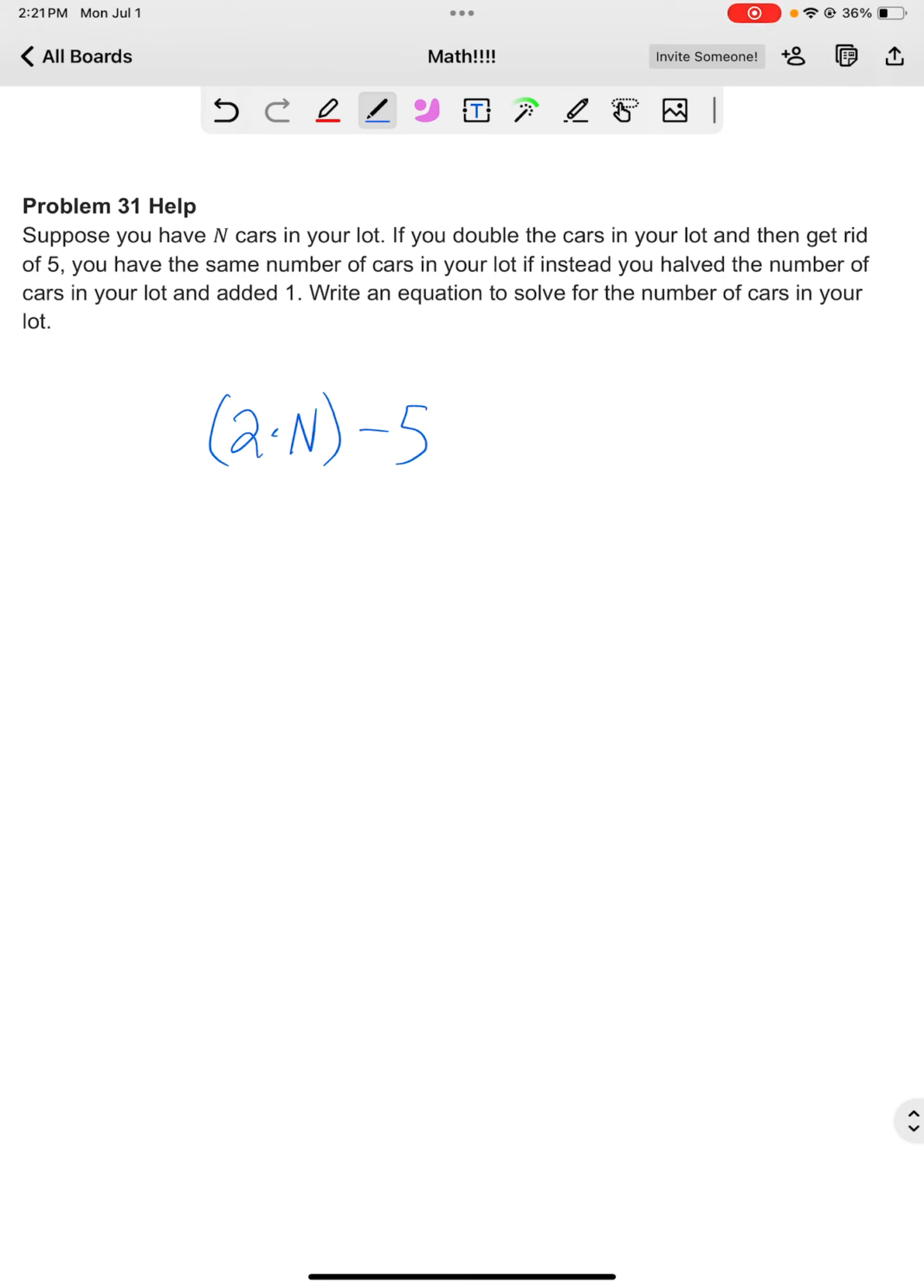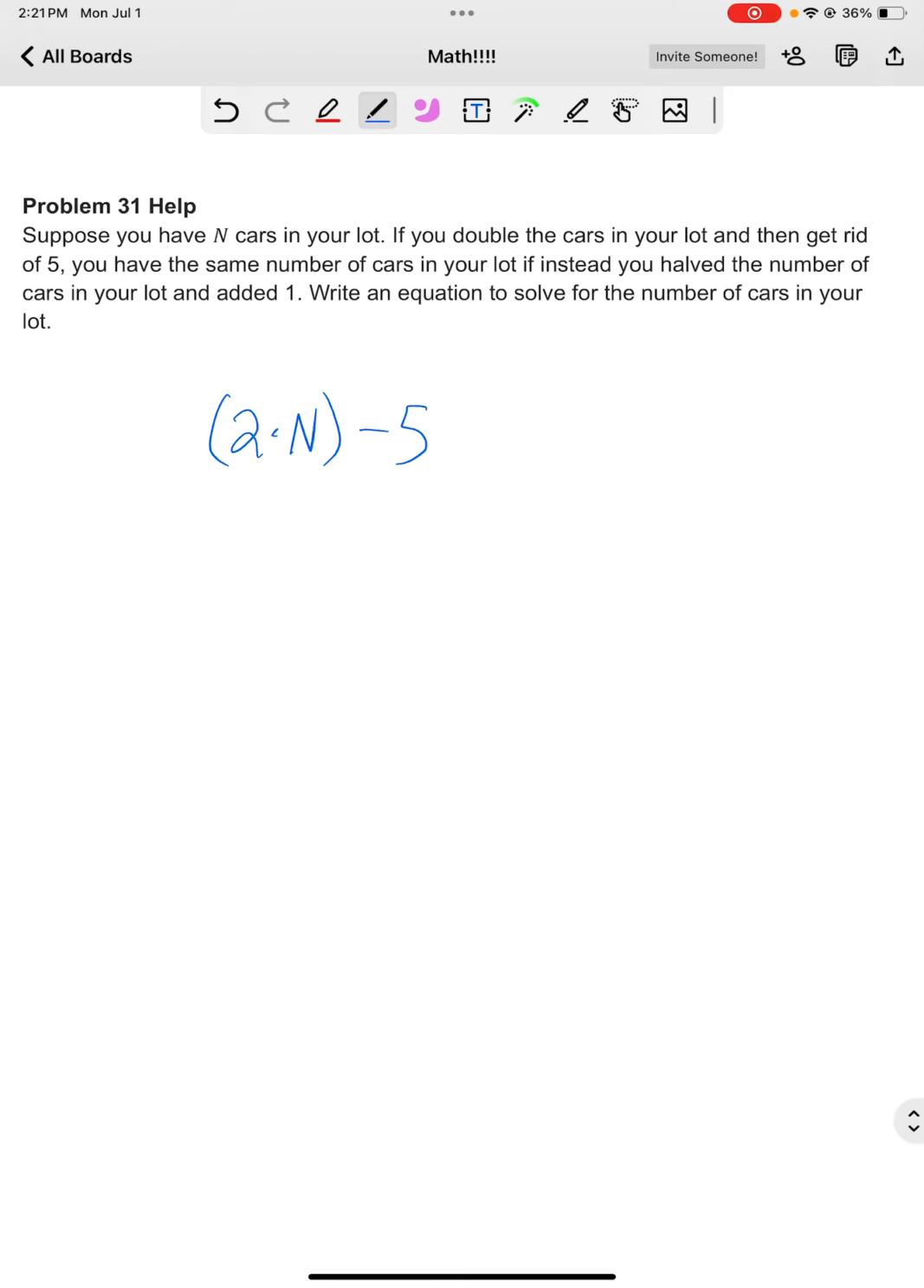So notice I put in parentheses 2 times n because I wanted to ensure that even if my order of operations did not mean that I doubled first, that I am doubling first no matter what. And that actually works out in this case. I am going to double first without the parentheses, but the parentheses there ensures that I will double before I take away the 5. So that is why I put the parentheses there, because I wanted to make sure that I first doubled. That is the end of the first way of manipulating the number of cars in your lots, to double and then get rid of 5.